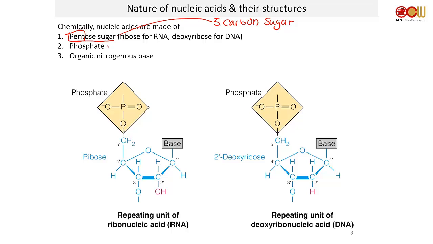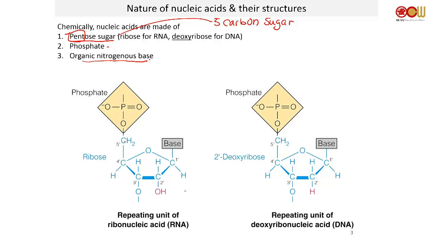You also have a phosphate, somewhere next to the 5 prime carbon. We'll get there. You have a phosphate. And you have an organic nitrogenous base. This is the DNA or RNA base that we usually talk about, the ATCG. That's the nitrogenous base.